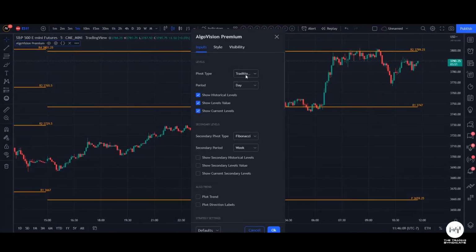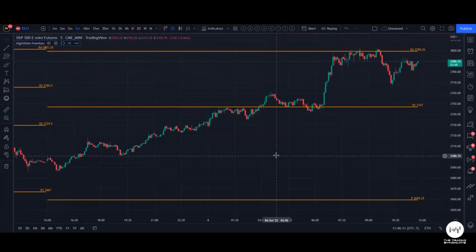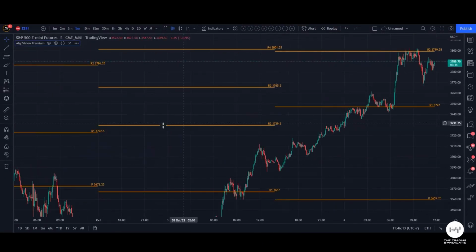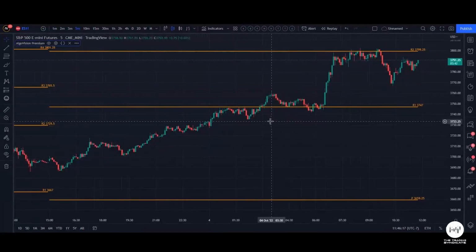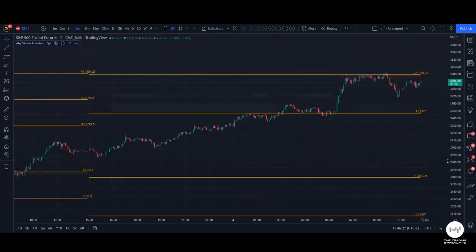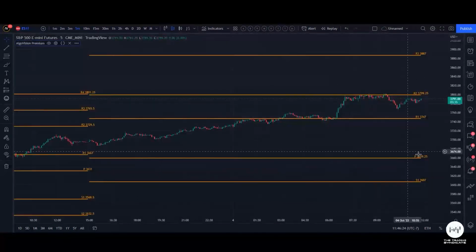Right now, I'm looking at the traditional on the daily pivot. That means that each of these pivots are going to reset every single trading session. Essentially, they mark out the different support and resistance levels. If I zoom out a little bit, you'll notice that we have the pivot level represented by P. And basically, this is the big level that we're watching.